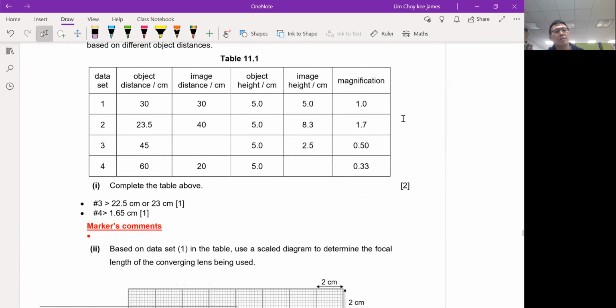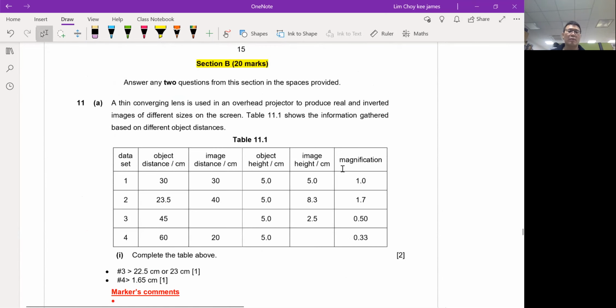Now for section B, question 11 I think is quite badly done, because I think students tend to forget what I mean by magnification. Okay, magnification, take note. There is a formula for it.